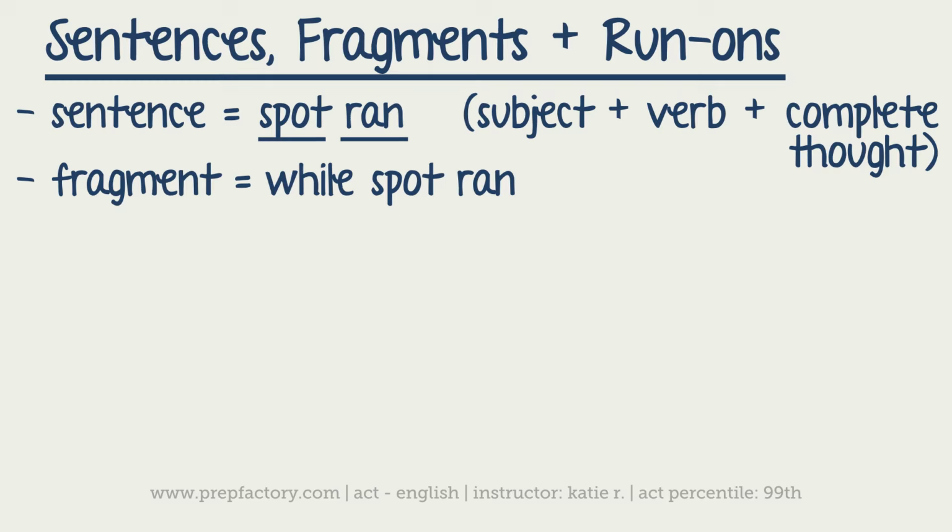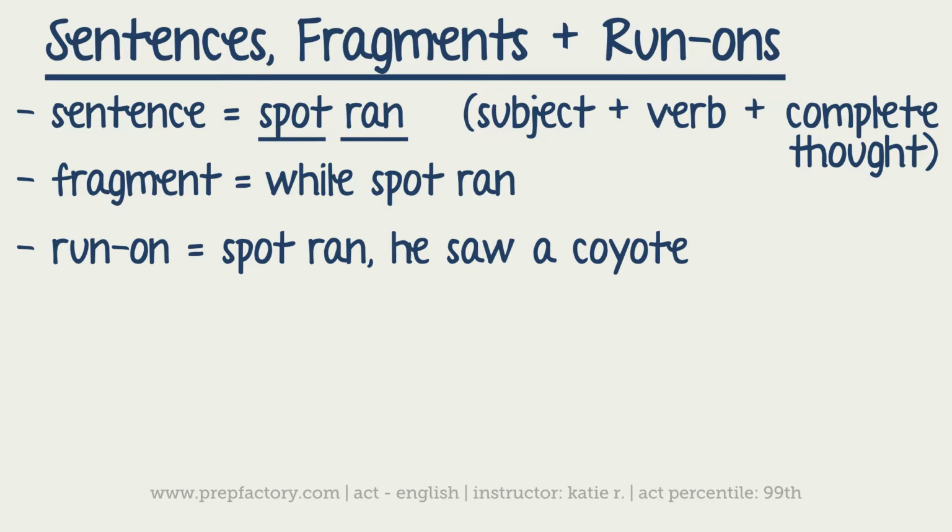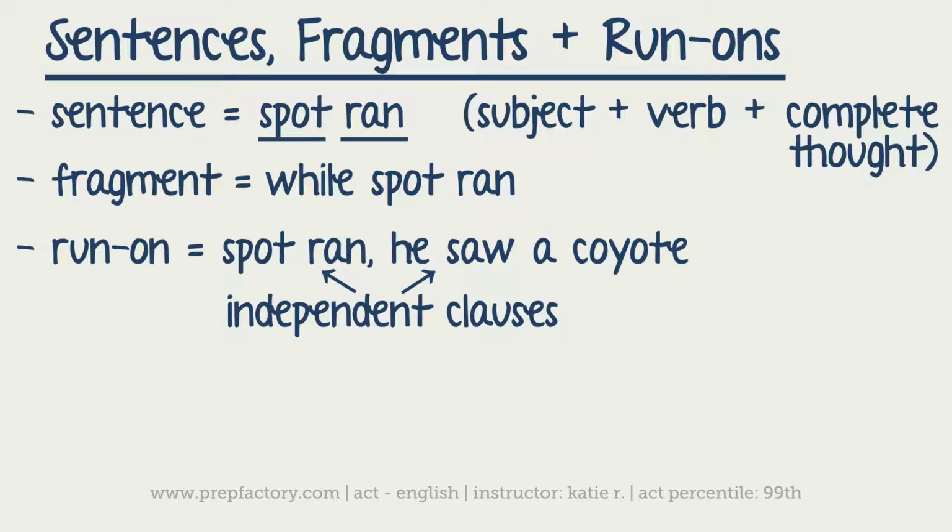Okay, so basically a sentence is subject, verb, complete thought. A fragment is a piece of a sentence, so it's either missing the subject, the verb, or it does not express a complete thought. A run-on is basically when you have two sentences that have been glued together in an improper way. For instance, "Spot ran, he saw a coyote" would be a run-on because "Spot ran" and also "he saw a coyote" could stand alone as separate sentences, and that makes them independent clauses. And therein lies the issue.